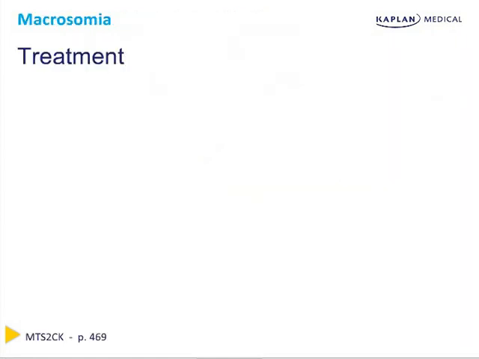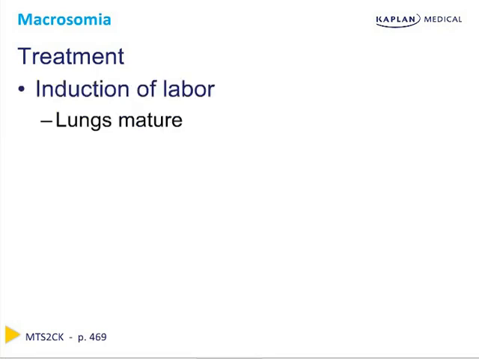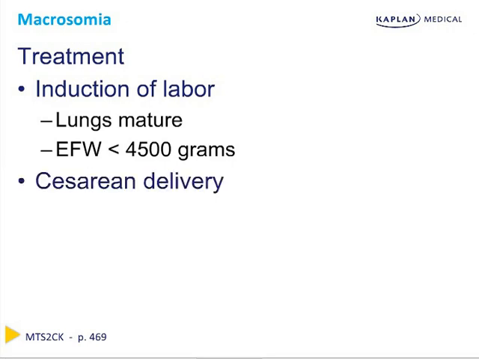Treatment of fetuses with macrosomia involves a careful delivery plan. An induction of labor can be undertaken if the lungs are mature and the estimated fetal weight is less than 4,500 grams. A cesarean delivery can be offered if the estimated fetal weight is greater than 5,000 grams. The American College of Obstetricians and Gynecologists recommends delivery by cesarean section for women who have estimated fetal weights greater than 5,000 grams in women without diabetes and greater than 4,500 grams in women with diabetes.